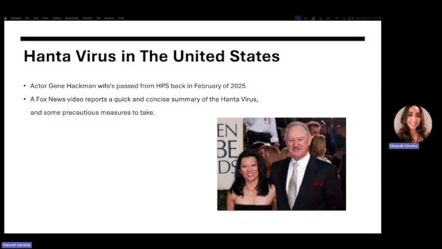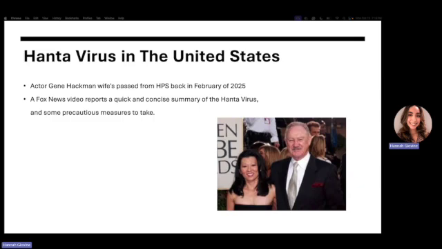Unfortunately, her husband, actor Gene Hackman, was also found passed away in their home, but he actually passed away from heart disease. So the overall story is very sad, but the reason we wanted to add it in was because it did gather some traction regarding the hantavirus and got the media's attention.